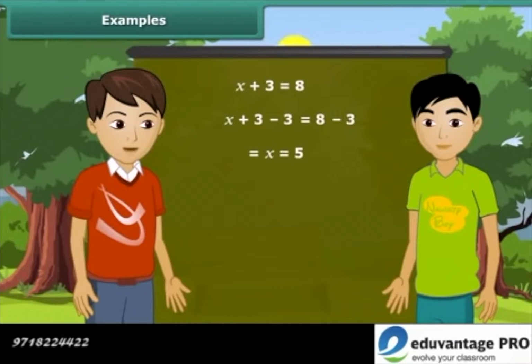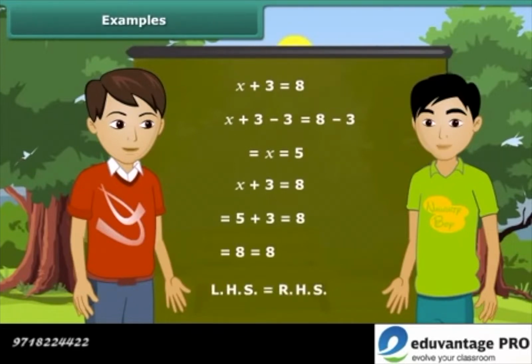But why should we subtract 3 and not some other number? It is because subtracting 3 reduces the LHS to x. Are you sure that this answer is true? We can check this by placing the answer in place of x. If left-hand side is equal to right-hand side, then the answer is correct. We can see that here LHS, left-hand side, is equal to RHS, right-hand side. Hence, our answer is correct.